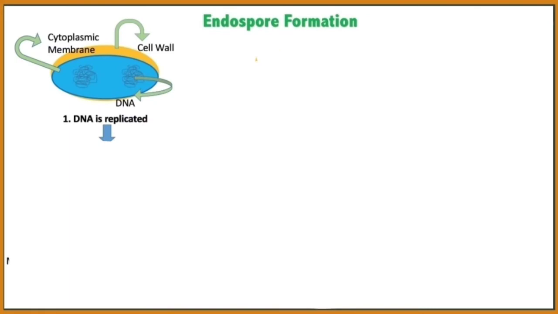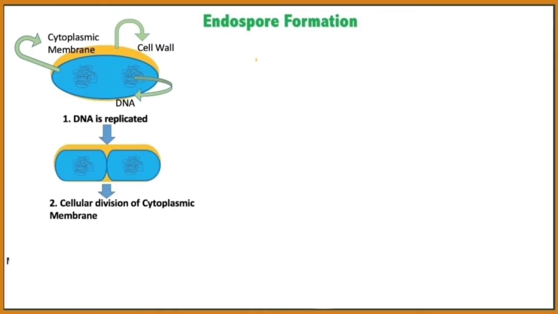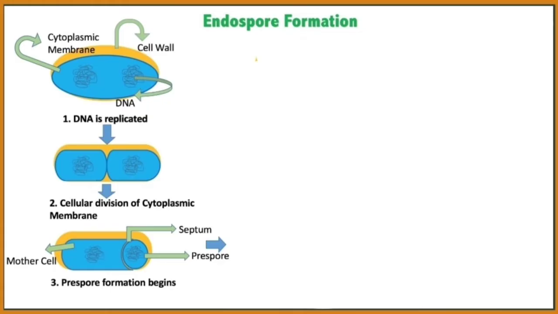Now the endospore formation. In the first step, the DNA is replicated into two parts. In the second step, the cellular division of the cytoplasmic membrane occurs, which is also known as cytokinesis. In the third step, pre-spore formation occurs. And the remaining cell is known as the mother cell.